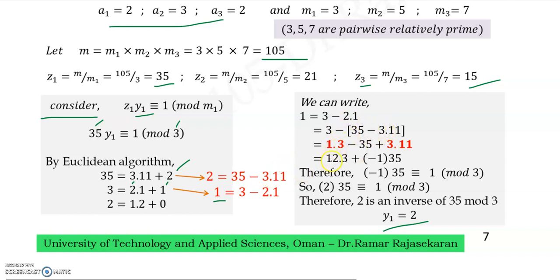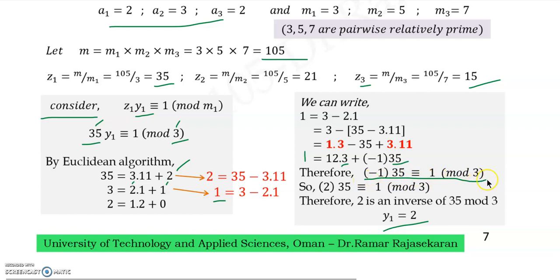So I can write 1 times 3 plus 11 times 3, that is 12 times 3, and this is minus 1 times 35. So I can rewrite 1 is equal to 12 times 3 plus minus 1 times 35. This is the linear combination of 35 and 3. Already we have seen 2-3 examples. Now if I write 1 as a linear combination of 35 and 3, then I can write this congruence equation.